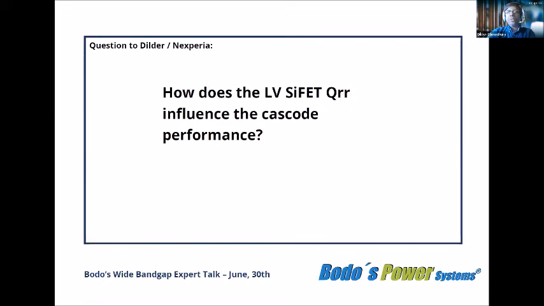I think there is a myth that because we use a low voltage silicon FET within the cascode arrangement, how does it compare to a silicon superjunction high voltage MOSFET? If I give you some numbers, it will probably help. The low voltage silicon that we use is about a 14 milliohm device. Its QRR is of the order of 15 to 20 nanocoulomb. But a 650 volt superjunction device is actually 2,700 nanocoulomb, almost 2.7 microcoulomb. So 2,700 versus about 15 to 20 nanocoulomb is virtually negligible.